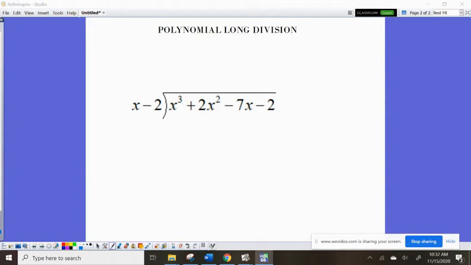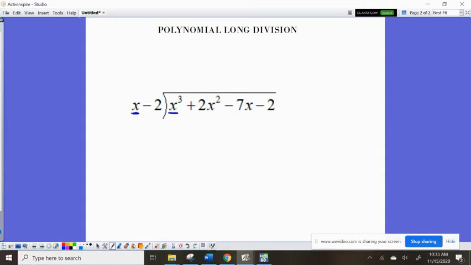Polynomial long division. What is underneath the division symbol is the dividend, and what's outside, what we are dividing by, is called the divisor. When we get started, we will look at the first term of the divisor and the first term of the dividend. We are looking at x and x cubed.